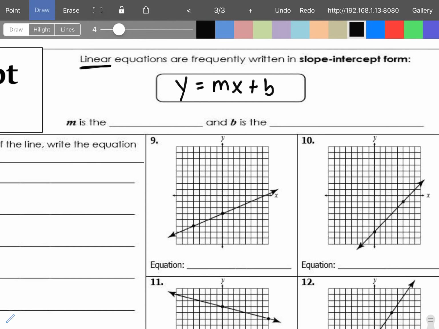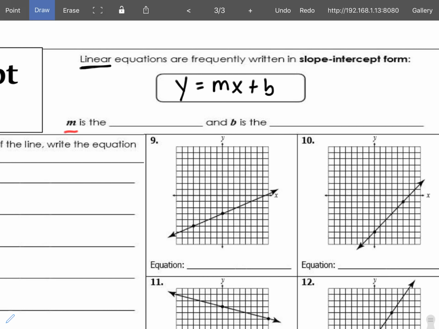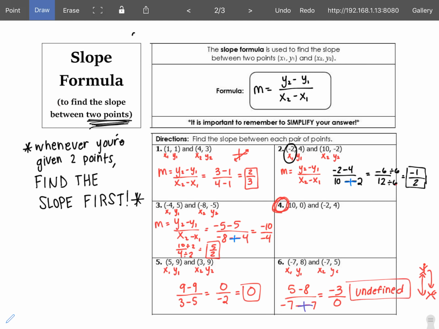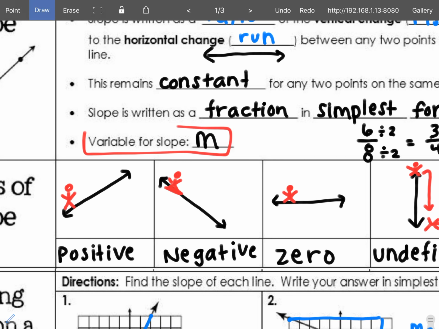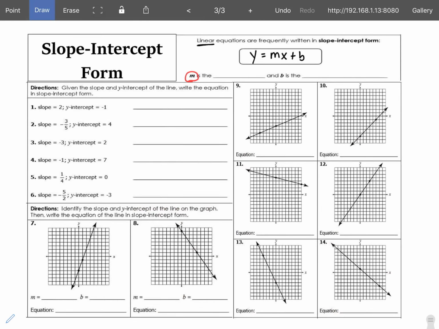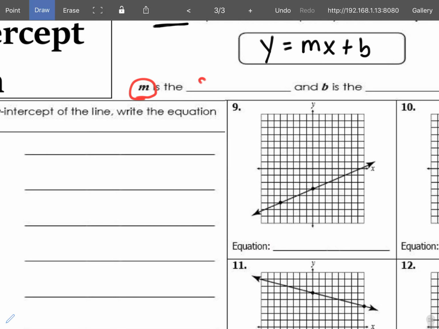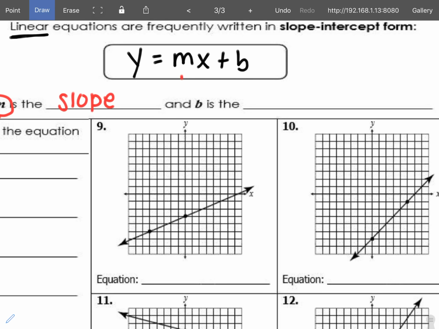This is really important. Do you remember what we said m was? Didn't we say m is the variable for what? For your slope, right? So let's look here. M is the, what do you think? Slope. Okay, B. So that means that this piece, that's your slope. That's going to be a number. Okay? B, this B, that's your y-intercept.